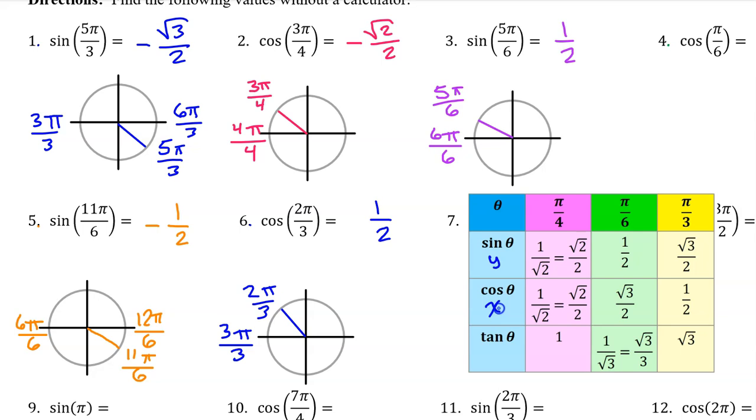Cosine is the x value on the unit circle, and x values are negative in the second quadrant, so the answer is negative 1/2.